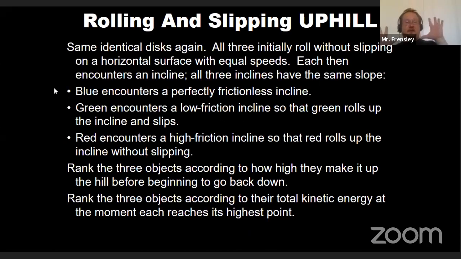Okay, so it's going to be the same rules again, only this time we're going to roll horizontally. Blue is going to encounter a perfectly frictionless incline. Green, low friction, so it slips. Red, high friction, so that it doesn't slip up the incline, right? So they're all side by side on their respective tracks, rolling without slipping. But then blue, frictionless, green, low friction, slip. Red, high friction, no slip. Rank them based on how high they make it up the hill. Rank them based on their total kinetic energy at the moment that each one reaches its highest point. Okay, so on your mark, get set, take a stab at this.